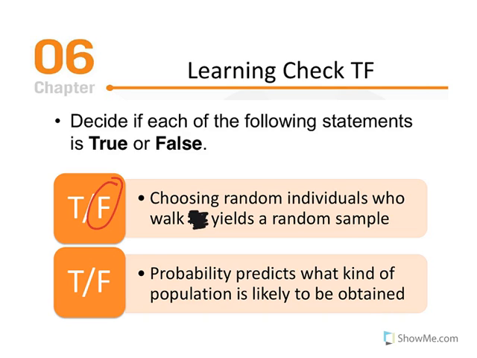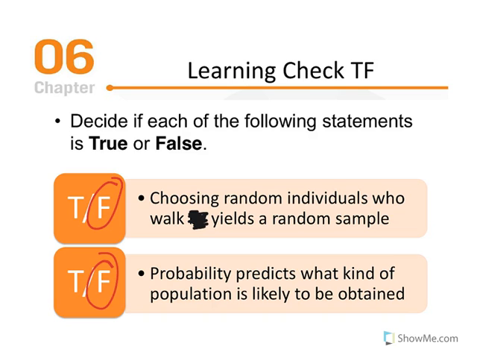Next, true or false: probability predicts what kind of population is likely to be obtained. Well, if we think about inferential statistics, again, that's the process of using a sample to draw conclusions about a population. So probability doesn't predict what kind of population is likely to be obtained. On the contrary, what we're looking at is using samples to draw conclusions about a population.